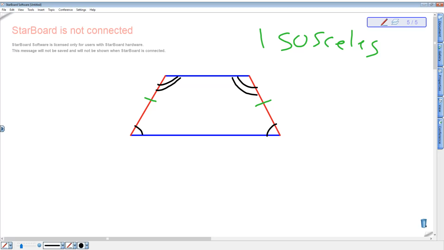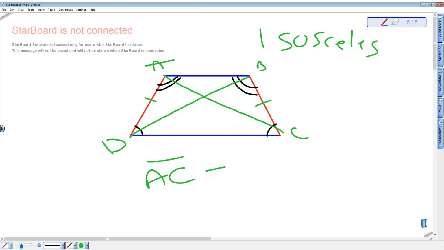Another thing we know about isosceles trapezoids is, kind of like the rectangle, if I draw diagonals on an isosceles trapezoid, they would equal each other. So once again, I'm going to label these. And so I would say AC is congruent to BD. So that's the whole thing about isosceles trapezoids.